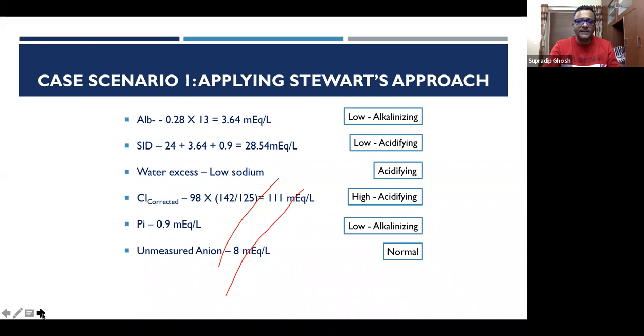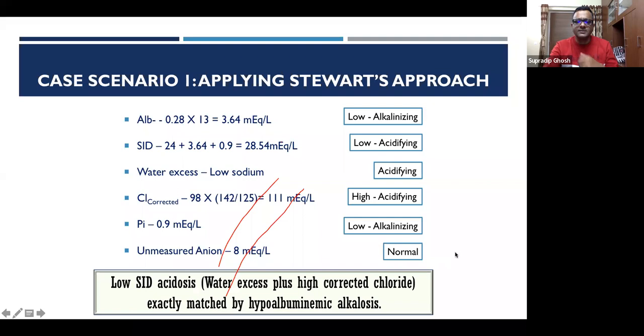So this is the complete Stewart. This patient had a low SID acidosis because of water excess plus high corrected chloride, exactly matched by the hypoalbuminemic plus hypophosphatemic alkalosis. That's the reason you got all values normal, pH, PCO2, bicarbonate, everything was normal, because these were all derived values. These were all dependent values. So these were all found to be normal.